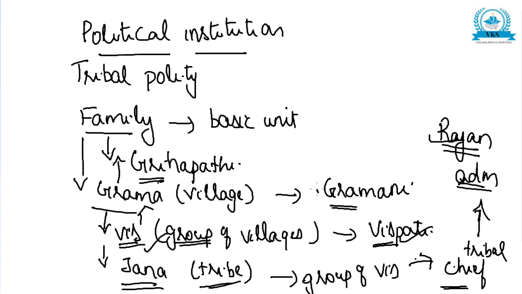Then we have Gramani, head of the village or Grama. Then we have Grihapati, who is the head of the family. So this was how the political institution happened during the early Vedic period.